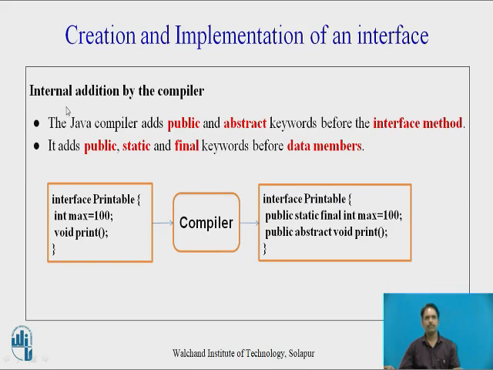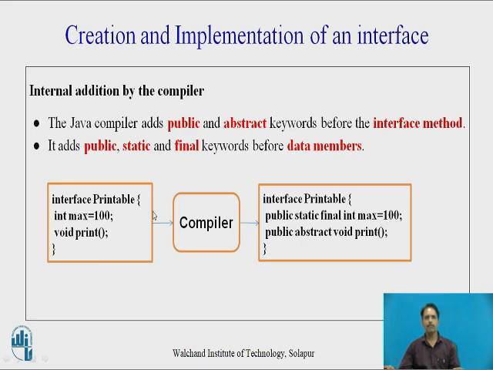In this slide, we will discuss how your compiler internally adds some part of the code. It adds the public, static and final keywords before the data members. For example, in this printable interface, I have a constant called max and I have declared it as int max equals 100, but internally the compiler has added the public, static and final keywords before the declaration of the max variable.